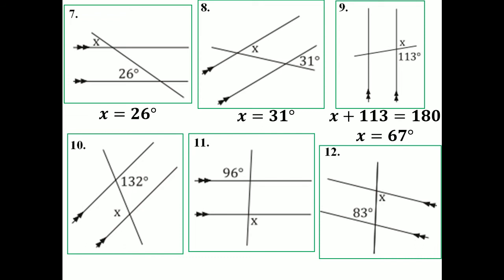correct. 10, X and 132, those are across from each other. They're alternate interior angles, so X equals 132. X and 96 for 11, they're alternate exterior angles, so X equals 96. 12, this is alternate interior angle, so X equals 83. All right, so that is your 1 through 12, and that finishes up part 3 and part 4 of the review packet solutions, okay?